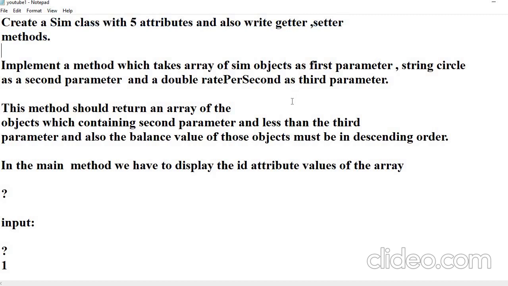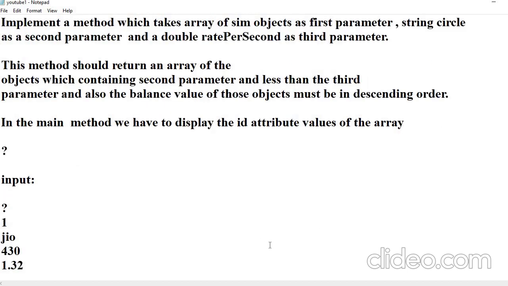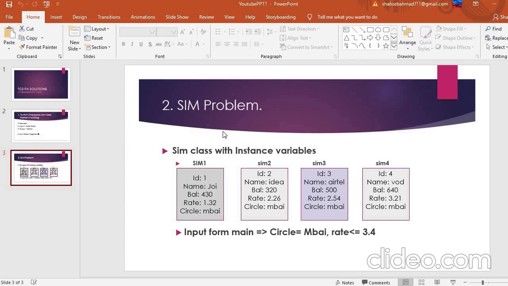Now what will happen is that it will match the circle which we have passed. So if the circle matches and the rate per second is the same as the rate per second of the sim which we have used in the array, then we will return that, and all those things we need to take in an array, and we need to sort that in the decreasing order of their balance. The balance value of the object must be in decreasing order, and we are going to return that to the main function and just display that. I hope the problem is simple, but for better understanding, I have made this PPT.